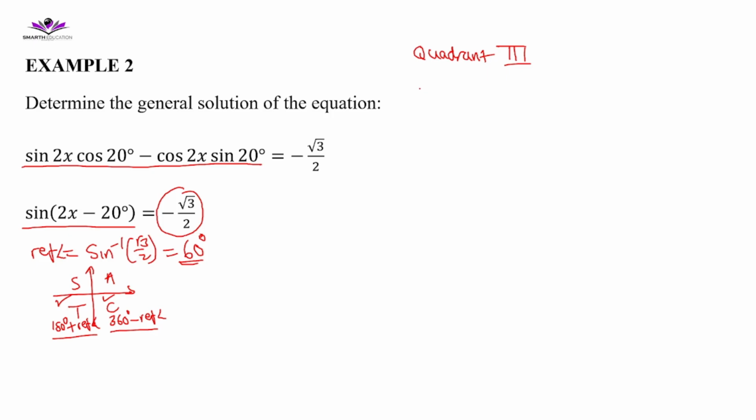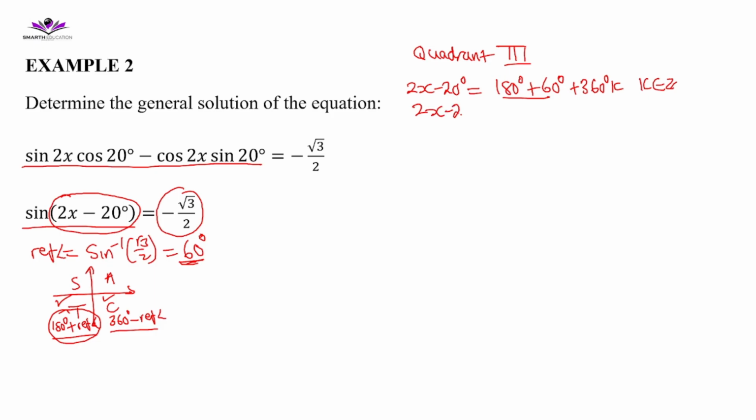Now be careful, our angle is not x here. Our angle is 2x minus 20 degrees. So 2x minus 20 degrees is equal to 180 degrees plus our reference angle, which is 60 degrees, plus 360 degrees times k, where k is an integer. And then you can simplify this: 2x minus 20 degrees is equal to 240 degrees plus 360 degrees times k, where k is an integer.